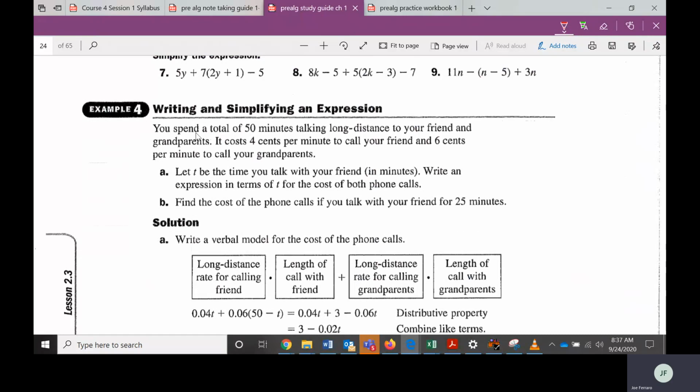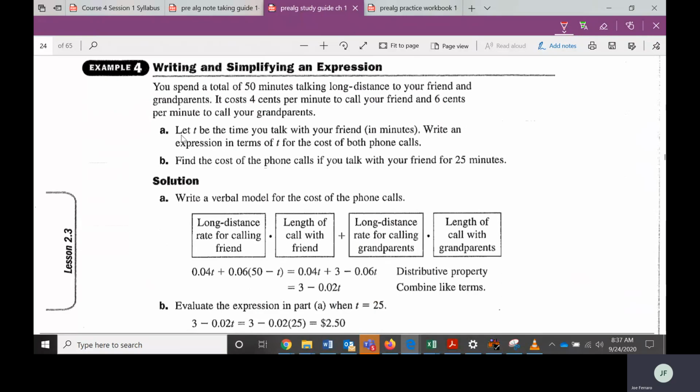So it says you spend a total of 50 minutes talking long distance to your friend and grandparents. It costs 4 cents per minute to call your friends and 6 cents per minute to call your grandparents. I'm not sure why that would be, but this is a little older stuff. So it says let T be the time you talk to your friend in minutes. Write an expression in terms of T for the cost of both phone calls.